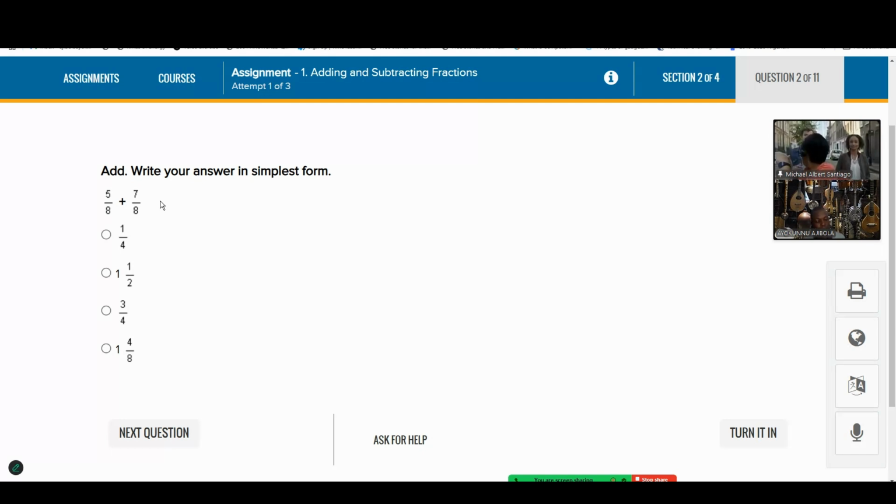We have 12 over 8. That's one whole and 4 over 8, which is 1.5, okay? So which of the options is 1.5, Miggy? Concentrate.